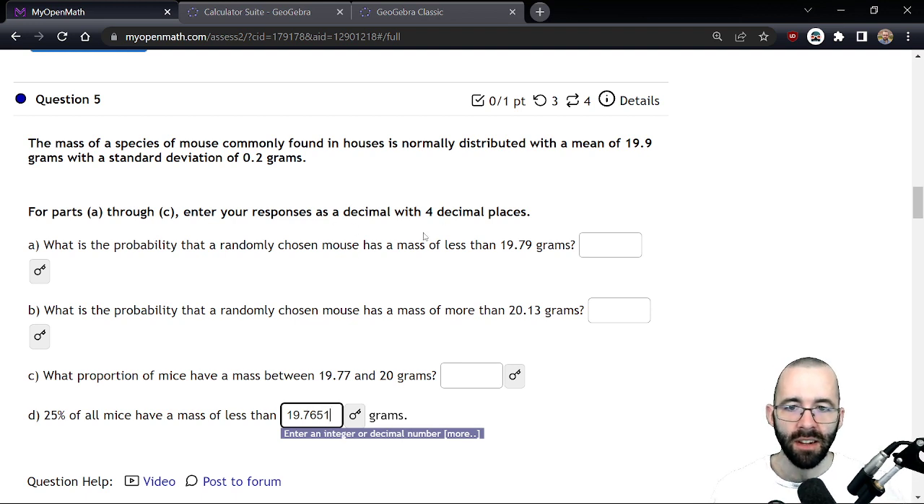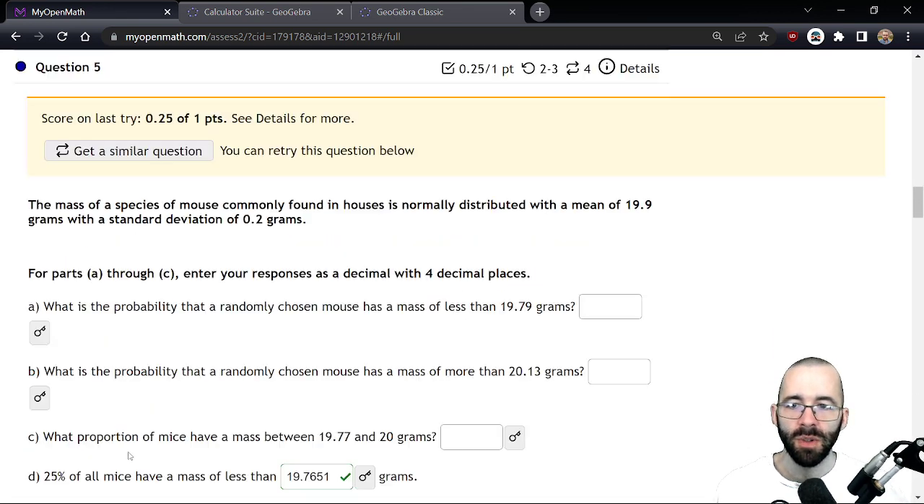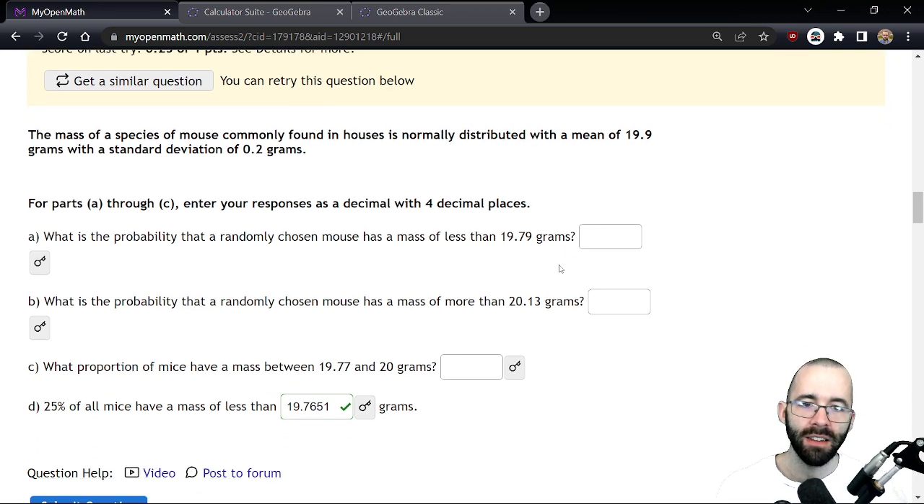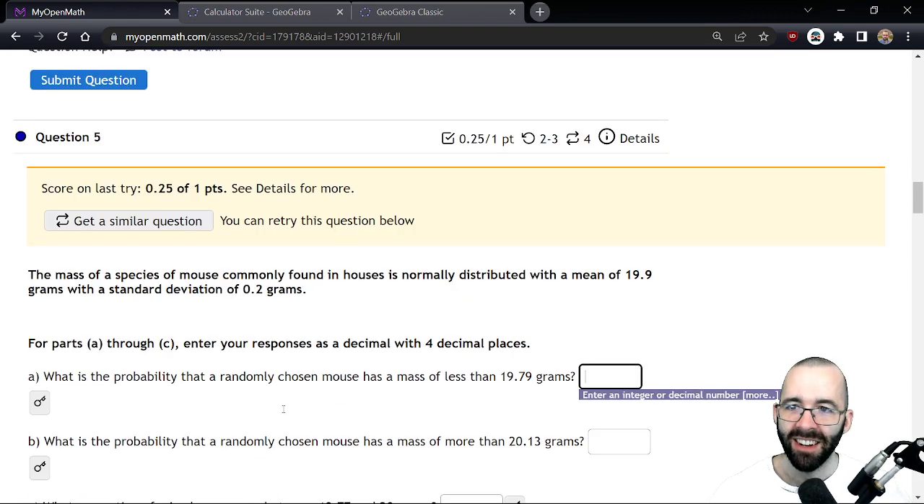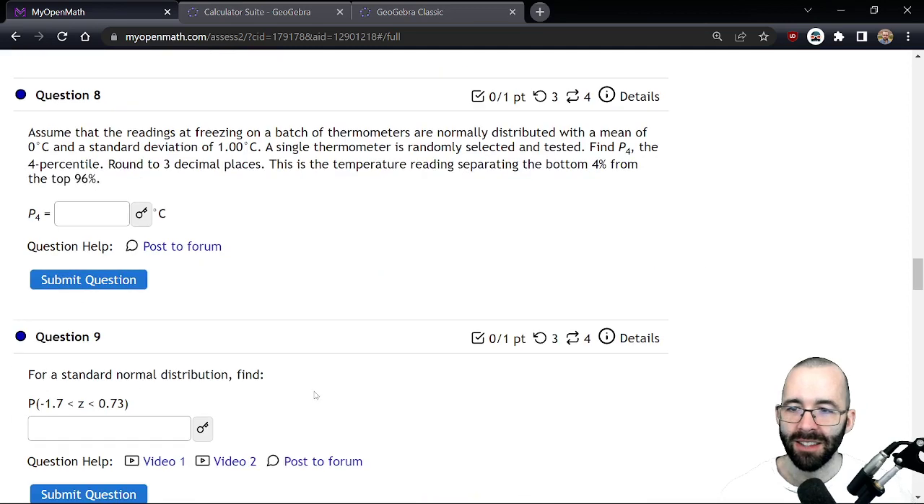Once our response is a decimal with 4 decimal places, this is true. 25% of all these mice, assuming it's normally distributed, would have a mass less than this amount of grams. We typed this in and we got it right. We did not get the blank answers right. Apparently, blank was the wrong answer, but this one was right, which is good. All right, let me know if you have questions about any of these.